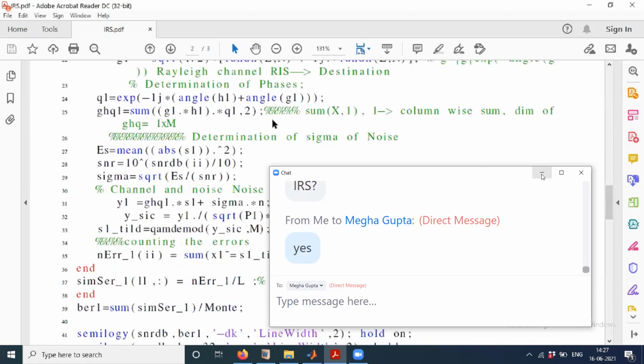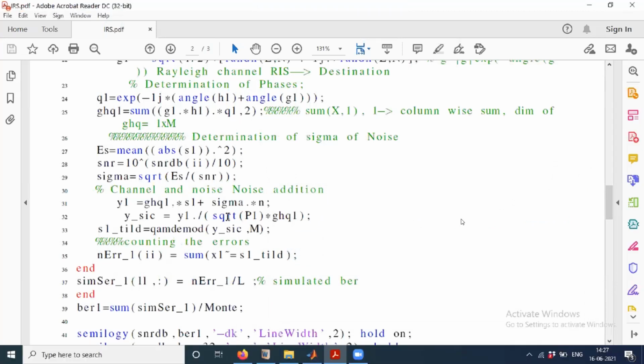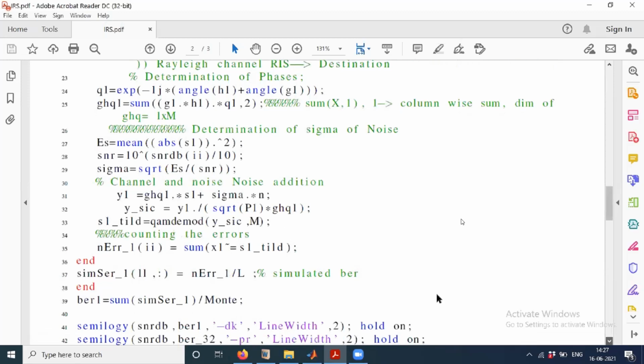So this is the received signal. Then you use the equalization technique. Then you can demodulate, then calculate the bit error rate. So by changing the value of capital N, the number of reflecting surfaces, you can see the performance.